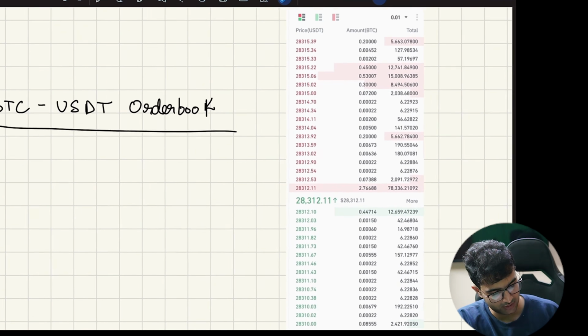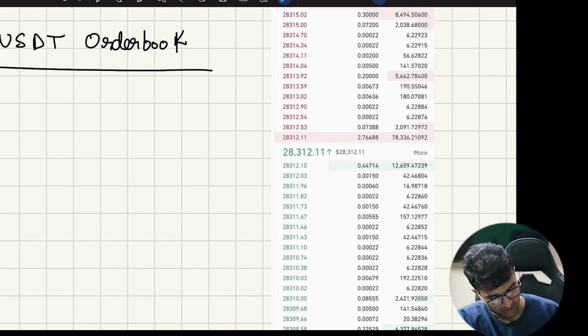And as you can see, the order book here says there are a bunch of people who are willing to sell at 28,312.11, 28,312.53, and a bunch more. These are the quantities that they're willing to sell.